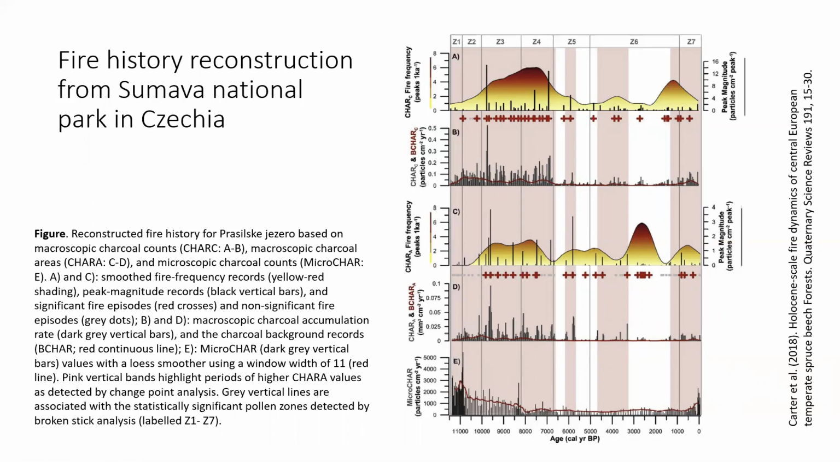Now, based on the counts and the area, there are pretty similar trends, but there are some differences there. And then there's also the peak magnitude that is measured from the residuals, and it can be used as an indication of the severity of the fire in the fire record. So that's also a way to use charcoal analysis.